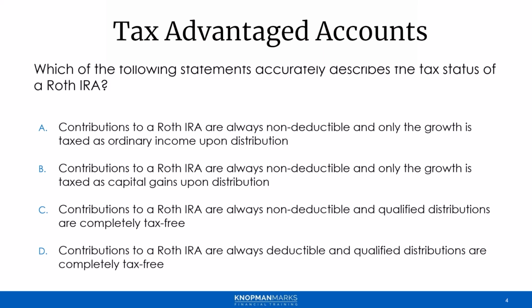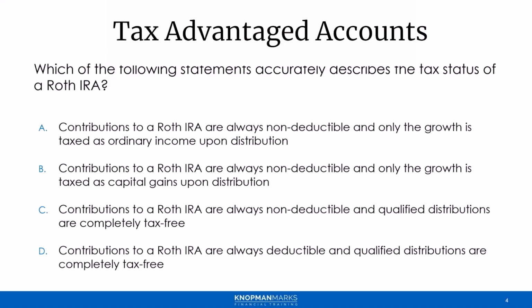A, contributions to a Roth are always non-deductible and only the growth is taxed as ordinary income. Well, non-deductible is the same as post-tax. So I like the first part of this sentence. But what about that growth part? Are we going to get taxed as ordinary income on distribution? No. What is taxed as ordinary income upon distribution? What kind of IRAs? Traditional IRAs.